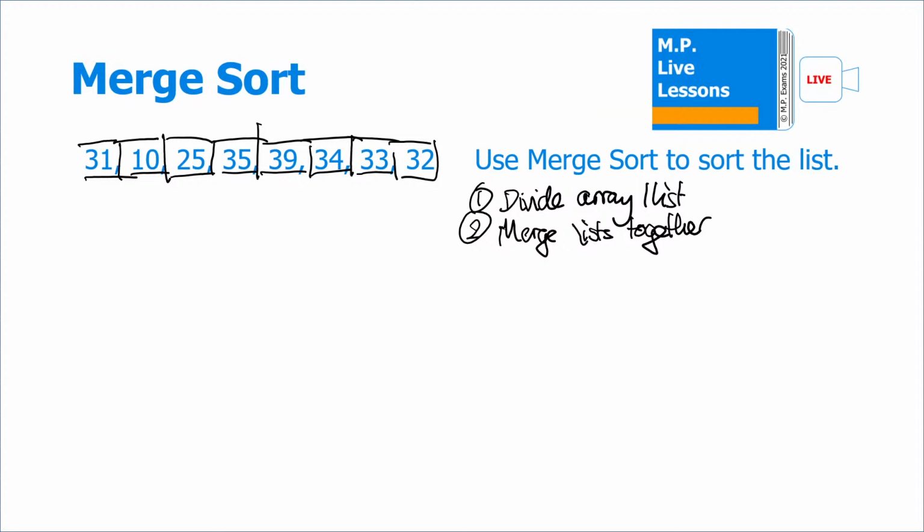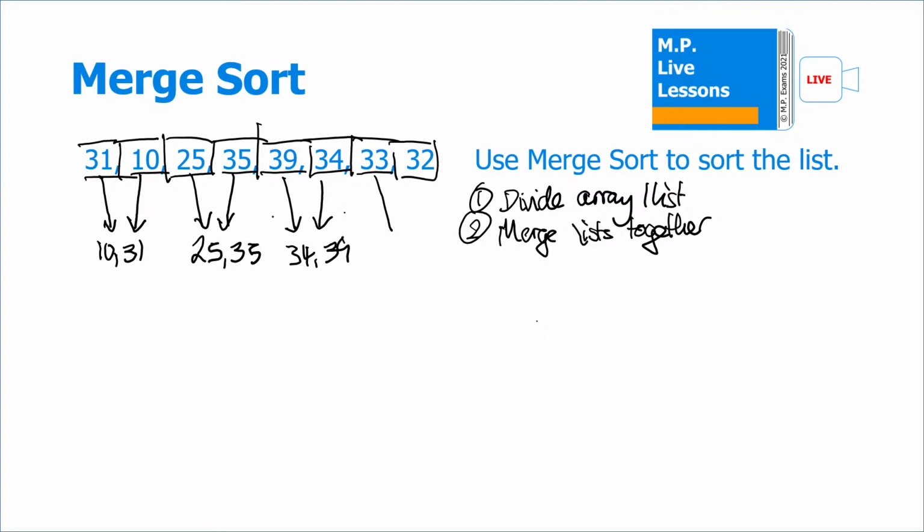So we start with 31 and 10. So merging two mini lists of length 1 each is very easy. It's a simple comparison. So these two will make a list with two numbers in, 10 and 31. This one will go here, 25 and 35. These two go here, 34 and 39. These two go here, 32 and 33.